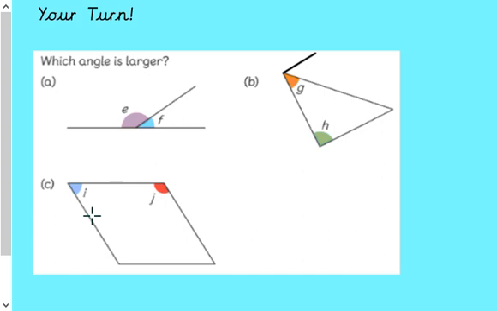And finally, this shape down here. If I draw my 90-degree line in on both of these angles, I can see that this angle here would be smaller. It would be an acute angle, whereas this angle here would be obtuse. It would be greater.